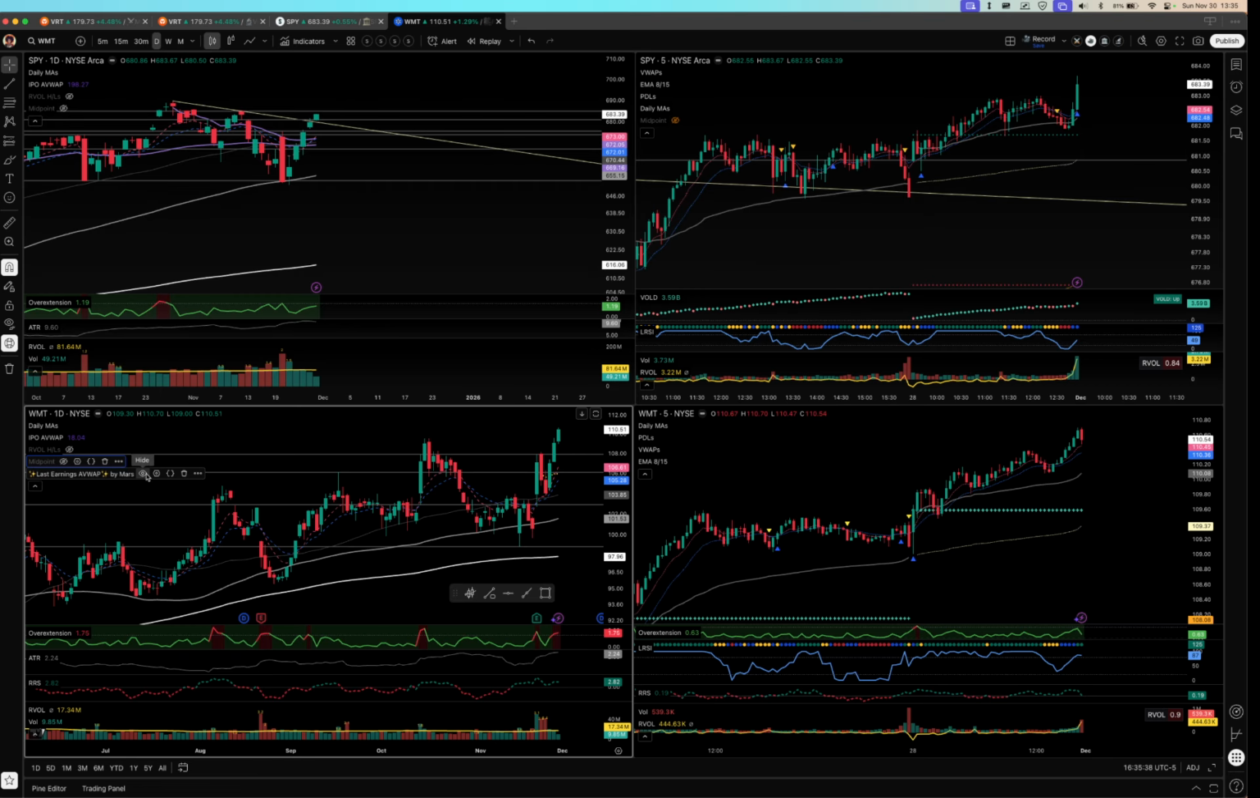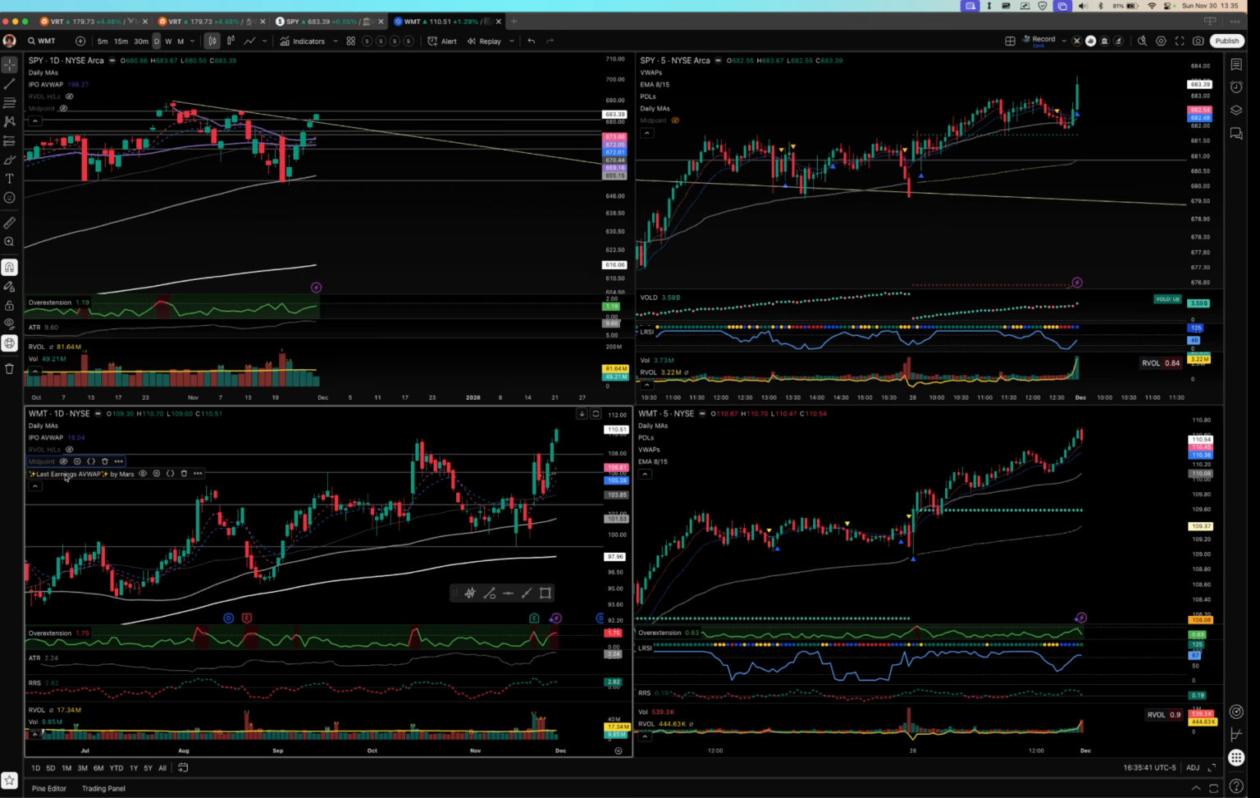And this plots the last earnings AVWAP here. This is an indicator that I found on TradingView that does a pretty good job, although sometimes it misses the earnings date by about a day or so.